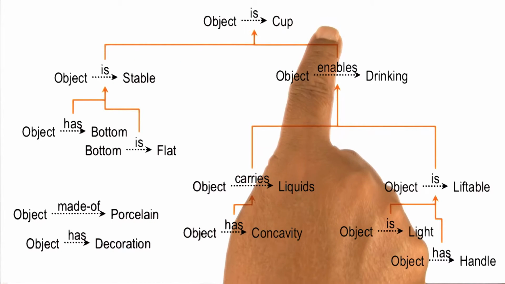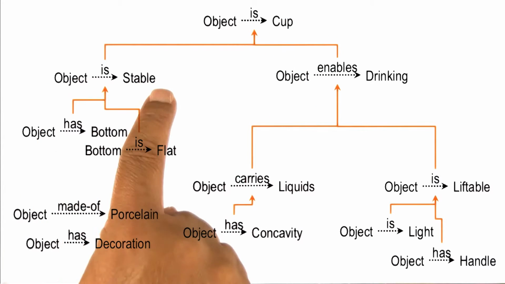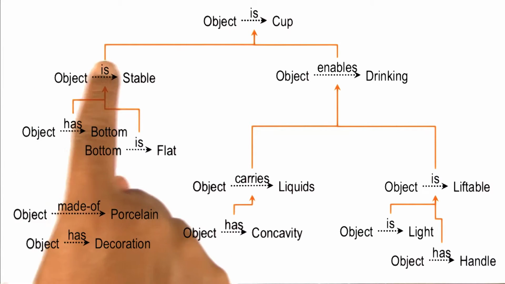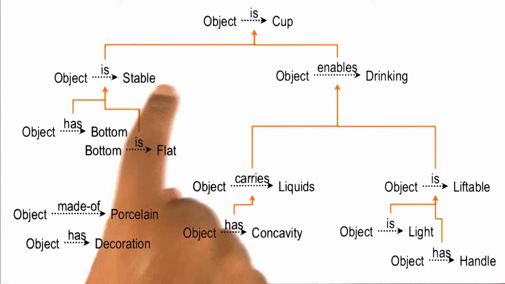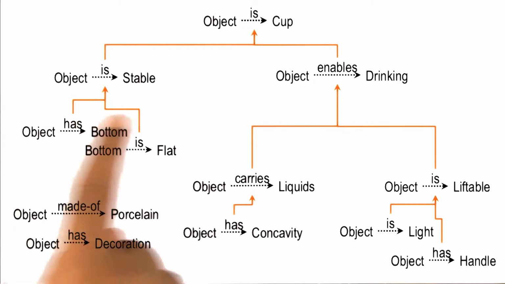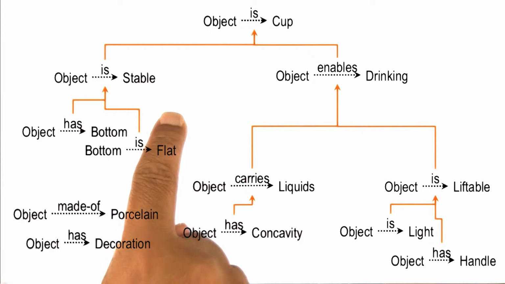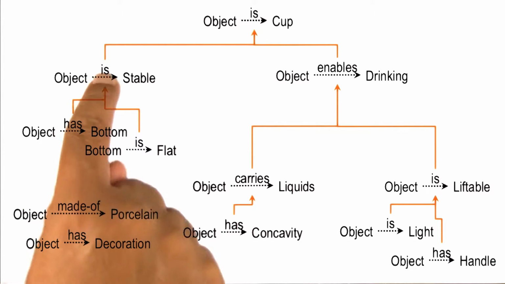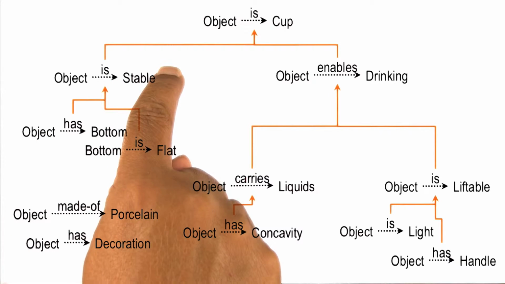In practice, when an AI agent actually goes about building this explanation, it works backwards. From the definition of the cup, it knows that in order for an object to be a cup, the object must be stable and the object must enable drinking. So the AI agent sends its goal of proving that the object is stable into its memory. Memory returns the example of a brick because the brick is stable. But the brick said that the brick is stable because it has a bottom and the bottom is flat. So the AI agent abstracts this causal relationship from the brick example and applies it to the object here.